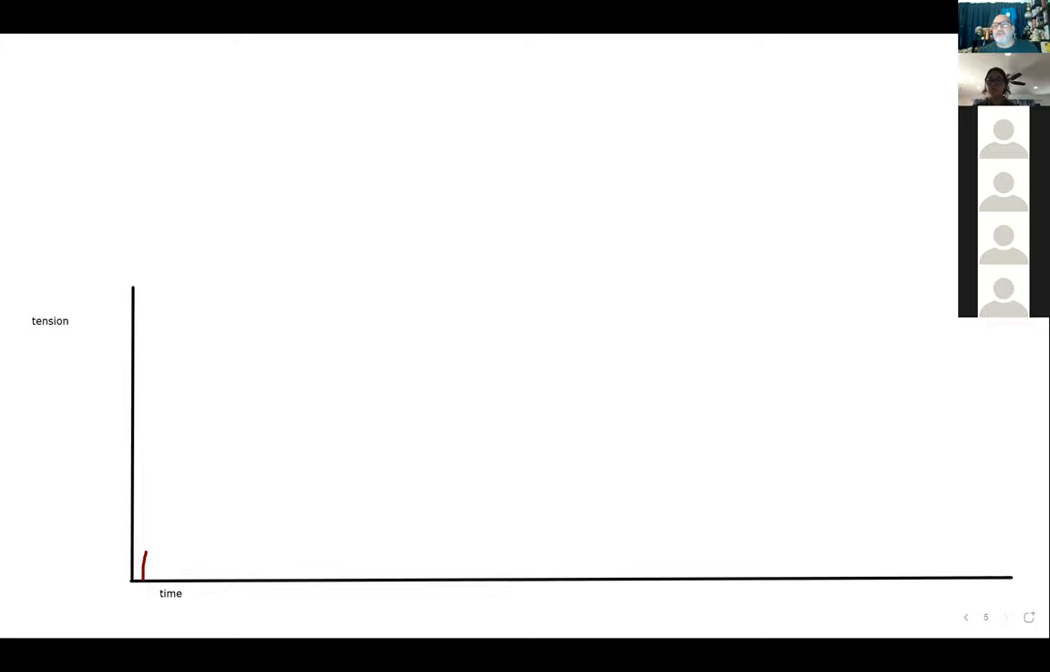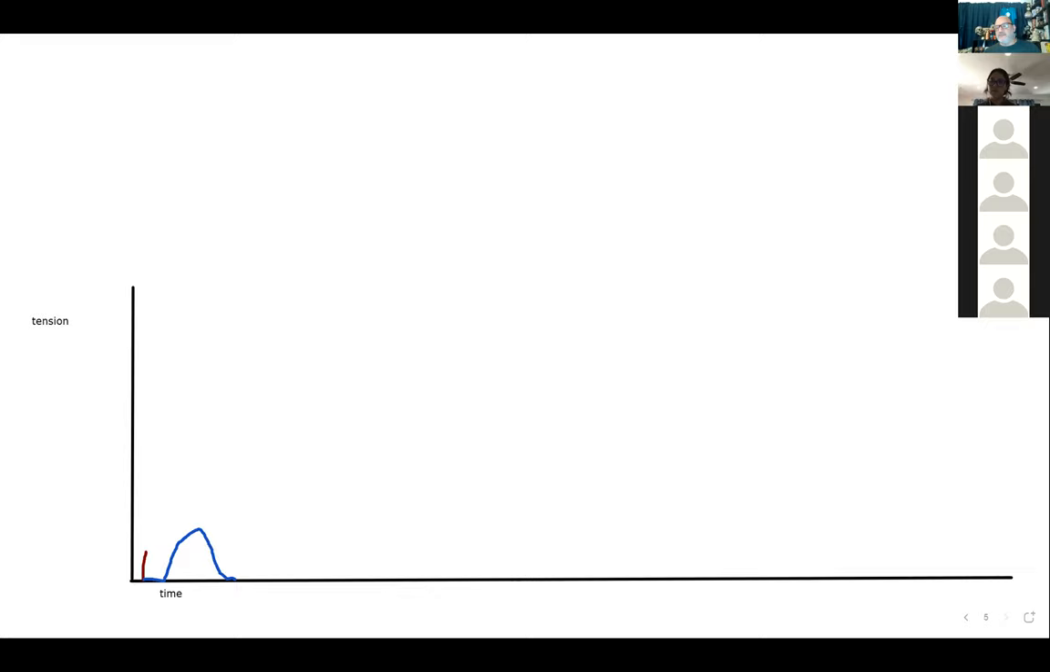Latent phase. But let's do one at a time. Latent phase first. And how does the tension change during the latent phase? It doesn't change. It stays zero. Excellent. Then what happens? The contractile phase. And how does the tension change? It increases. And then what happens? Starts to decrease. There you go. Relaxation phase. And how does the tension change during the relaxation phase? It decreases. Back to zero. And when it reaches zero again, what do we call it? It's at rest. Absolutely. It's now back at rest.